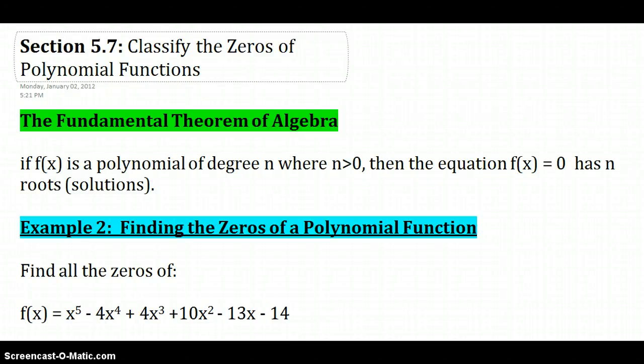Section 5.7. Classify the zeros of a polynomial function. We're going to start off with the fundamental theorem of algebra.